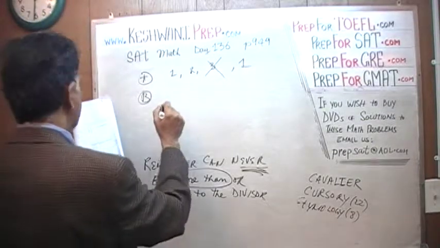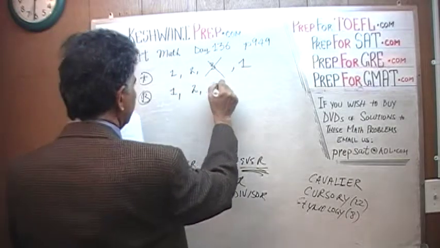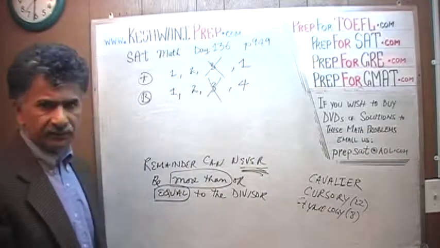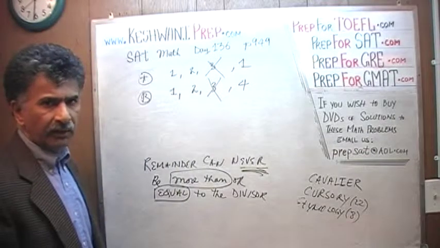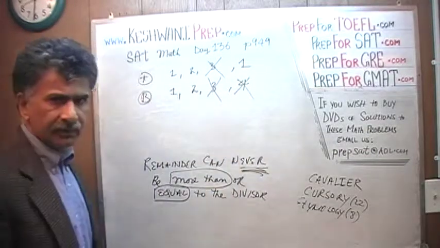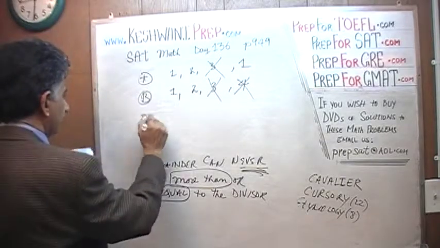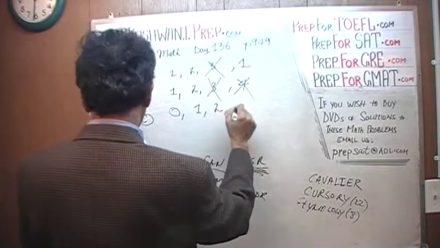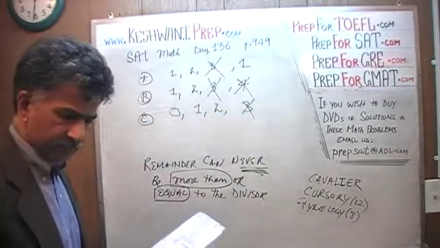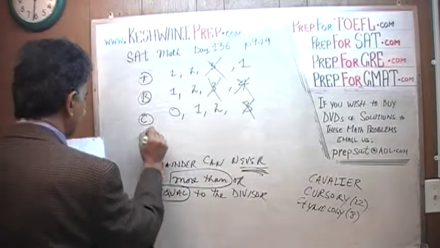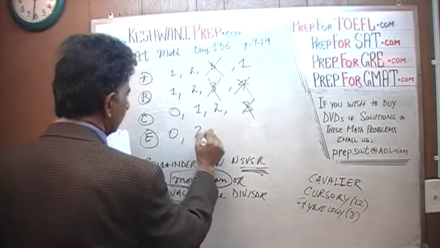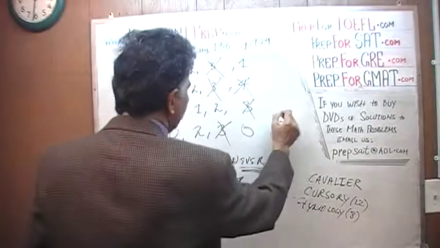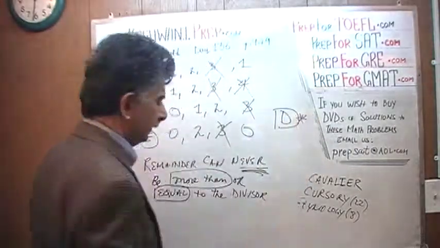B says 1, 2, 3, 4. Oh, for crying out loud. Not only do we have a remainder of 3, which is not possible, because remainder cannot be equal to the divisor, but here we have 4, which is even more than that. Nonsense. Utter nonsense. C says 0, 1, 2, 3. No, that won't do it. E says 0, 2, 3. No, no, no, that won't do it. That will not do it. The answer is D. The answer is D.